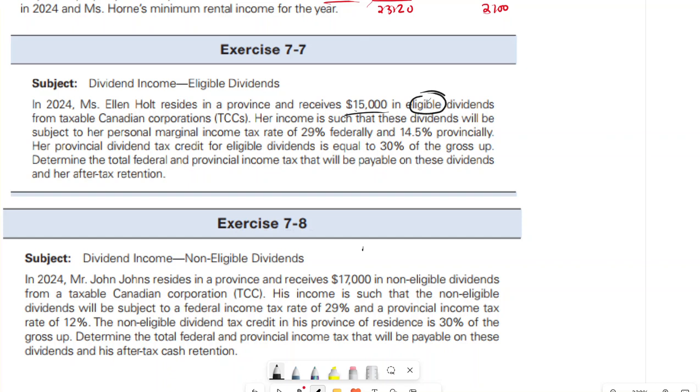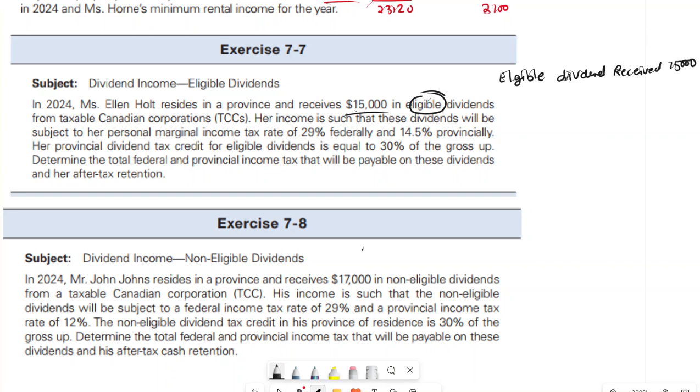So when you do that, first you are going to say what your eligible dividend is as an individual dividend received. They told us in the question the eligible dividend the person received was 15,000. This is on an individual basis.